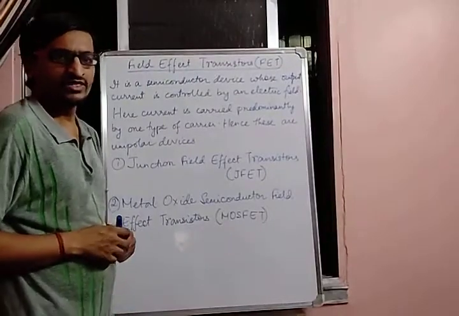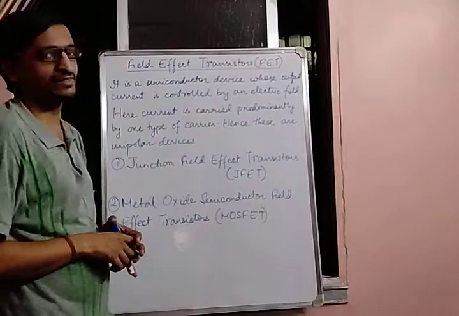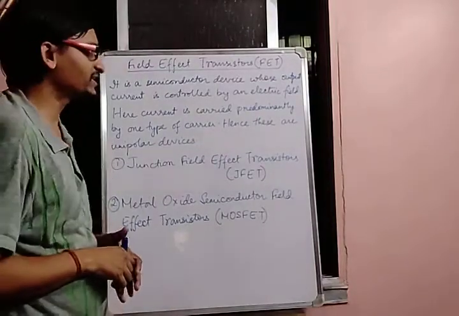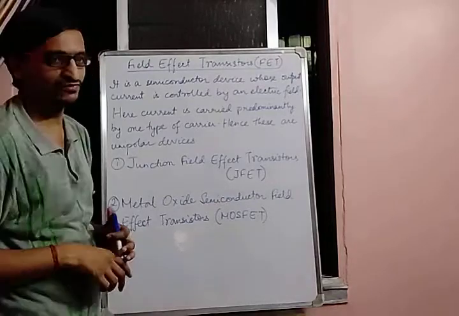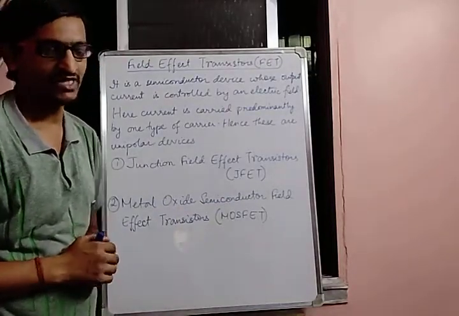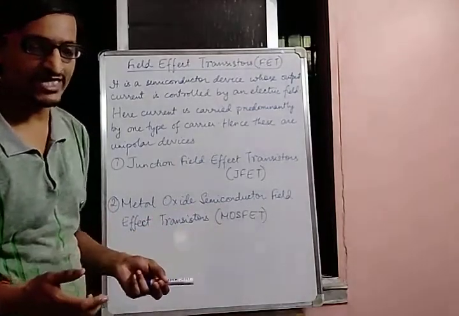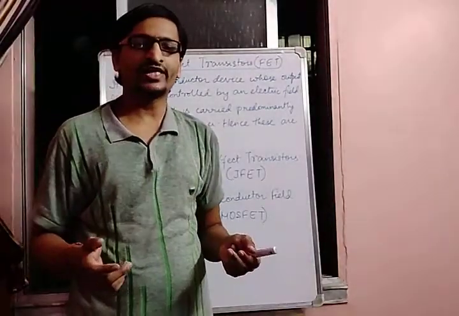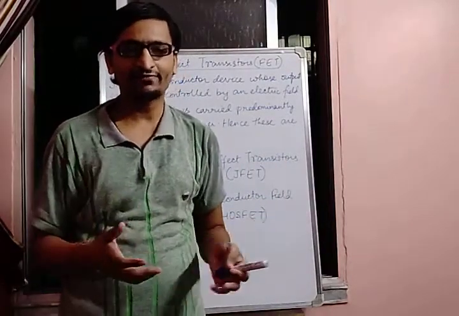Hello everyone. In today's class, we'll be moving on to the next type of semiconductor device, which is known as the JFET, which is basically a FET. The full form of FET is field effect transistor. A field effect transistor is a type of semiconductor device whose output current is controlled by an electric field.